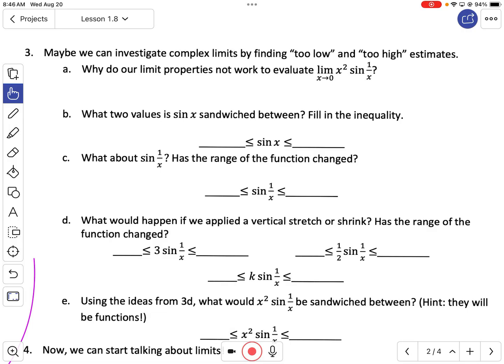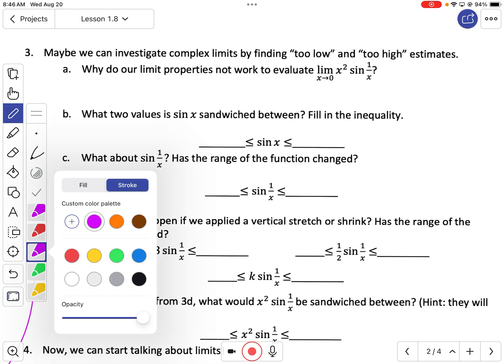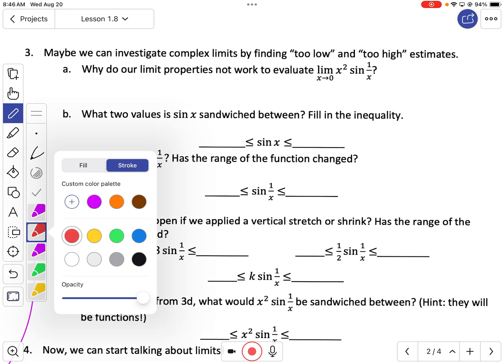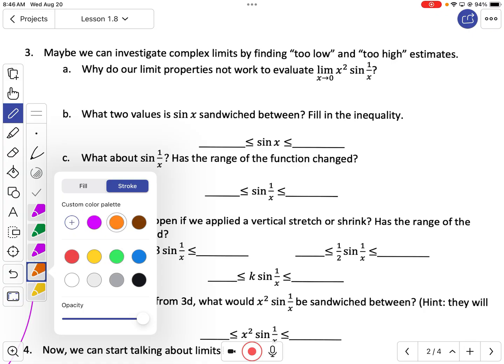So maybe we can do a better job investigating complex limits by finding too low and too high estimates. Why do our limit properties not work on this one? The limit as x approaches 0 of x squared times sine of 1 over x. Why is that a problem? What's wrong with that limit?